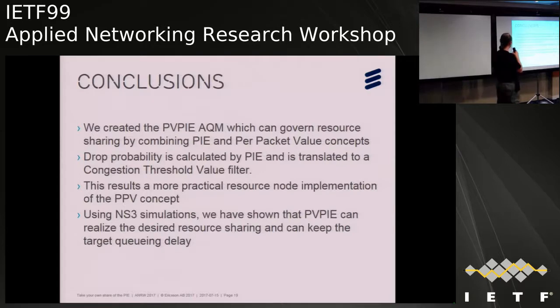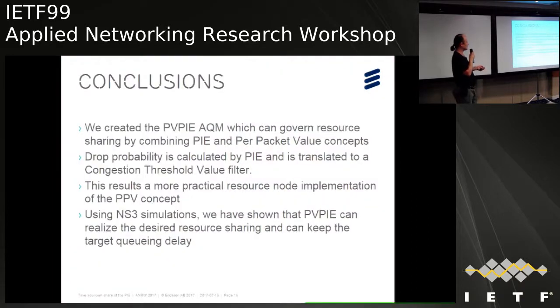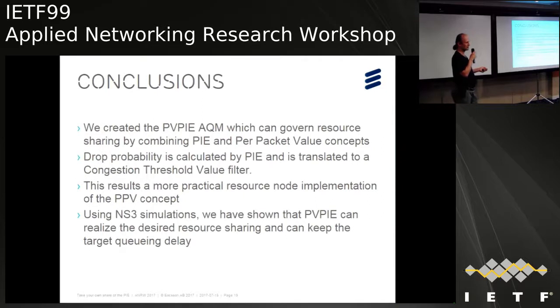So in summary, we created a PVPi algorithm which can govern resource sharing by combining Pi and the per packet value concept. Drop probability is calculated by Pi and is translated to a congestion threshold value filter in the PPV concept. This results in a much more practical resource node implementation, because the previous implementation had to drop mid queue, which is often not possible. And using NS3 simulations, we have shown that it can realize the desired resource sharing and keep the target queuing delay.